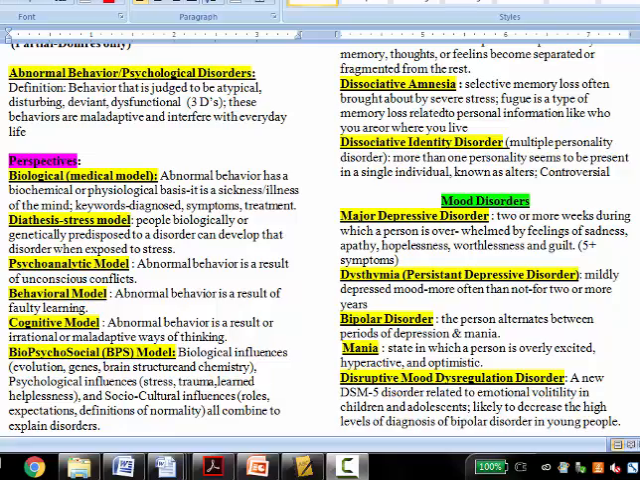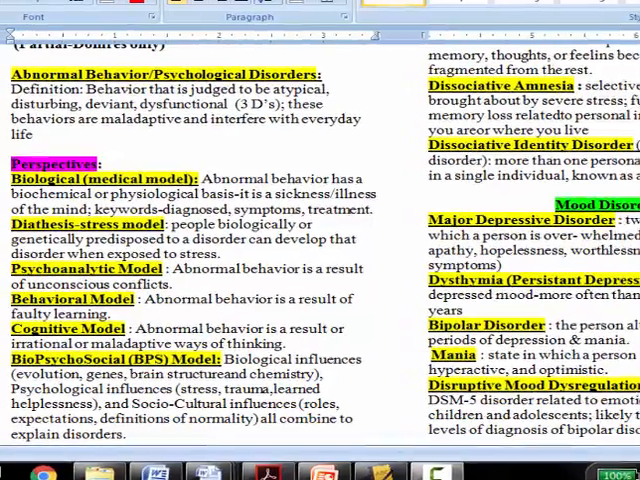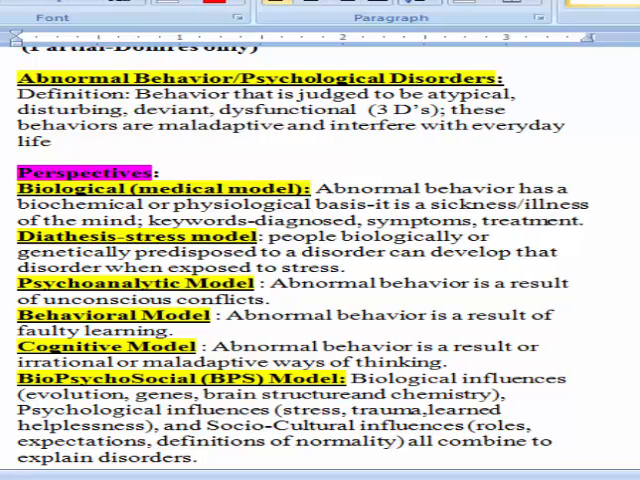Just a reminder on the beginning of the abnormal unit, as we judge behavior, that's not all that easy to do, but we remember the 3 Ds. The behavior has to be disturbing, deviant, and dysfunctional. So keeping in mind that they have to be maladaptive and interfere with everyday life.